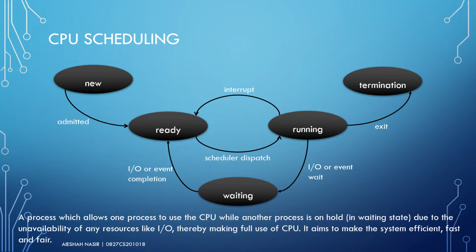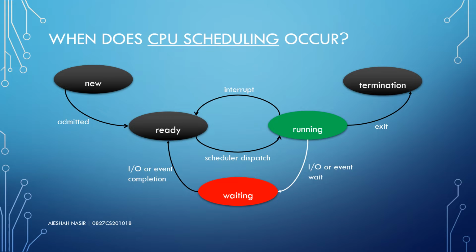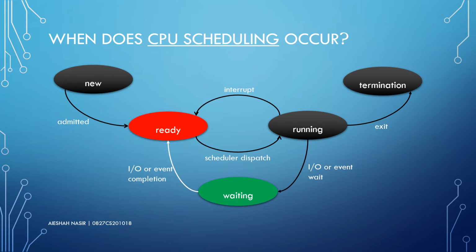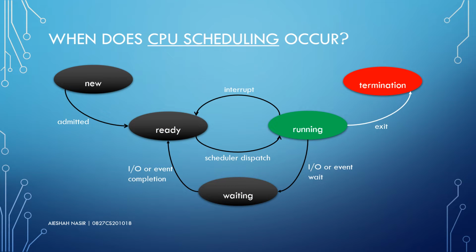So, when does CPU scheduling occur? CPU scheduling can occur when a running process encounters some input-output event and goes into the waiting state, or when a running process is interrupted by some system call and goes back into the ready queue, or when a waiting process has completed its input-output and goes back into the ready queue to get executed, or when a running process has completed its execution and gets finally terminated.